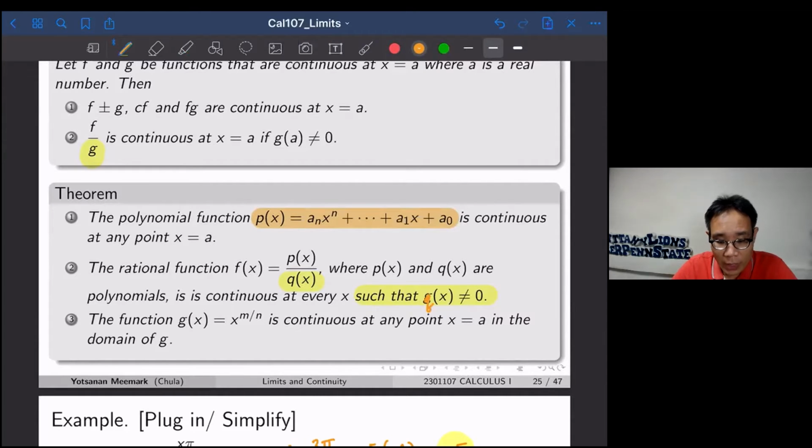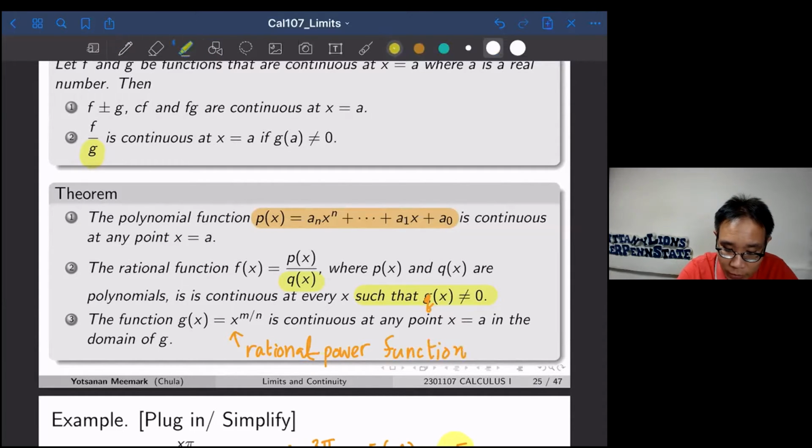Another important one is the power function. So you have x to the m over n. This one is called a rational power function. What does it mean to be a rational power function? It means that you have a rational exponent here.